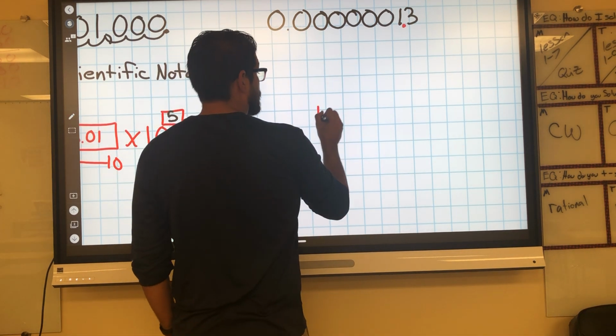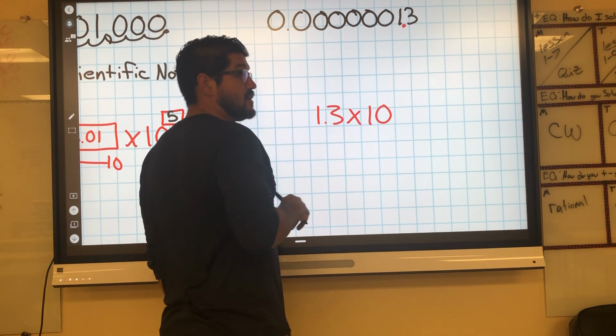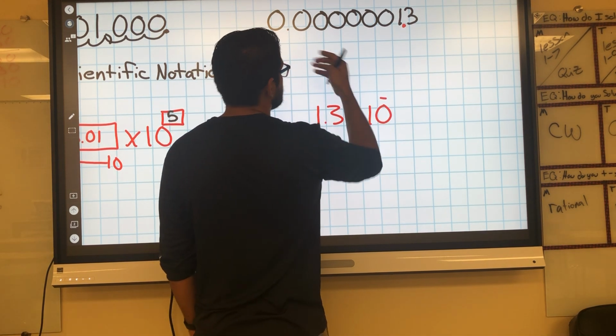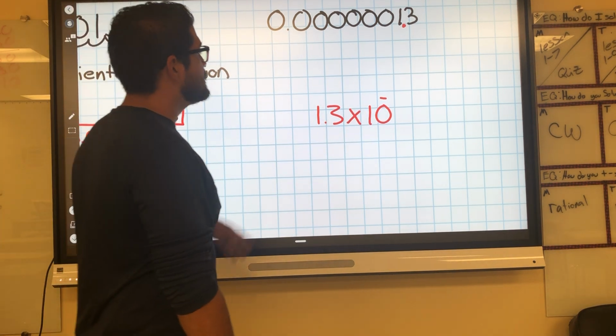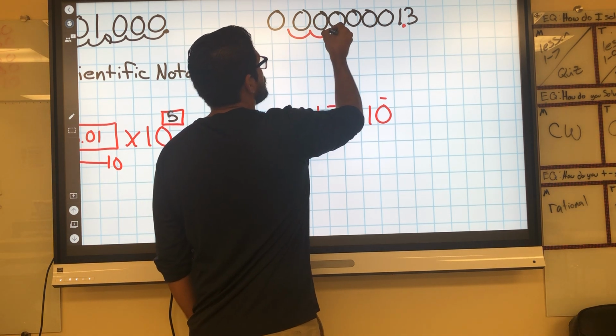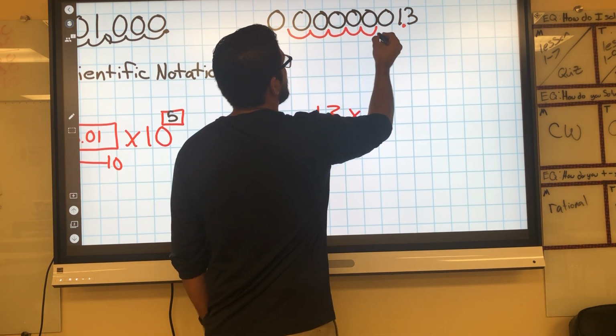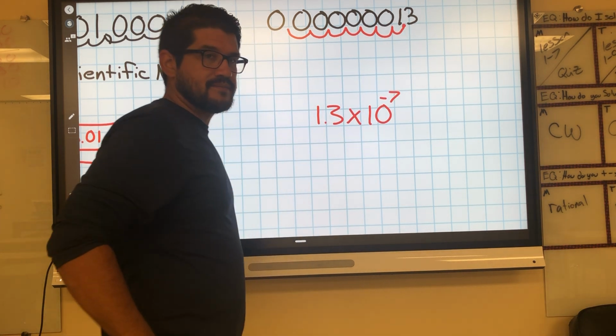So now 1.3 goes in the front times 10 to the power of, what's the exponent? Well, I know it's negative because this is a decimal point. Okay, now I gotta think, how many times did I move that dot? Well, here's where it started. 1, 2, 3, 4, 5, 6, 7. And that's the answer for that.